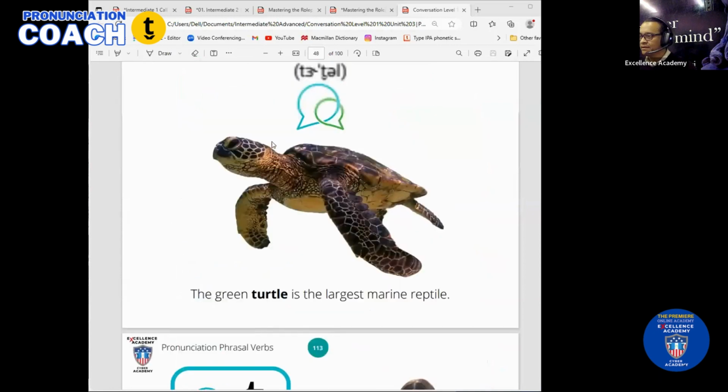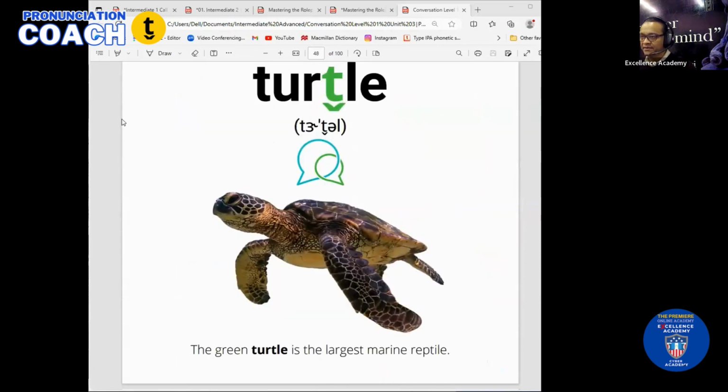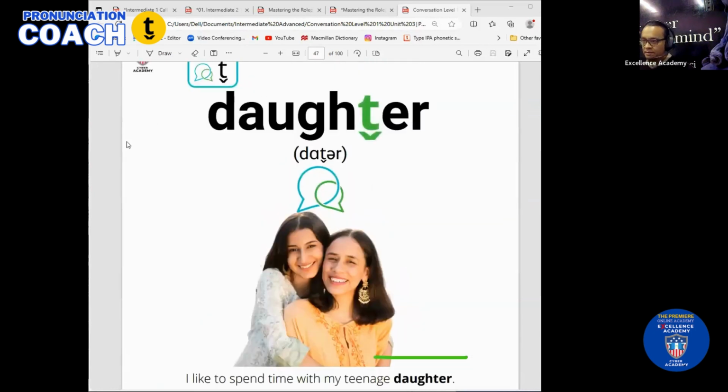Over here, we have some flashcards. Look at the phonetics here. We're going to say turtle. Those are the two syllables. The green turtle is the largest marine reptile. Okay, here's another one. We're going to have daughter. Look at the syllables. Daughter. I like to spend time with my teenage daughter.